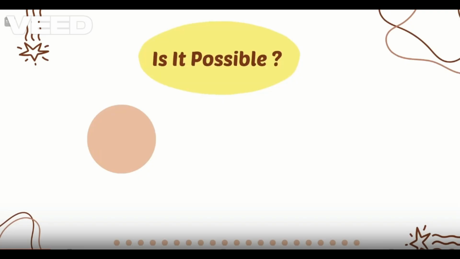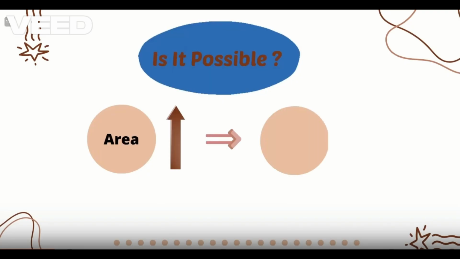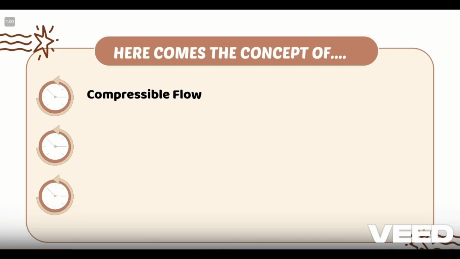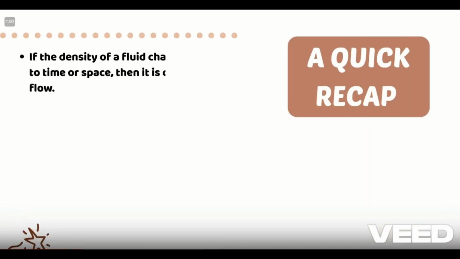So is it possible that if area increases, then velocity also increases? The answer is yes. So let's see how it happens. So here comes the concept of compressible flow, Mach number, etc. So let's have a quick recap of our concepts.